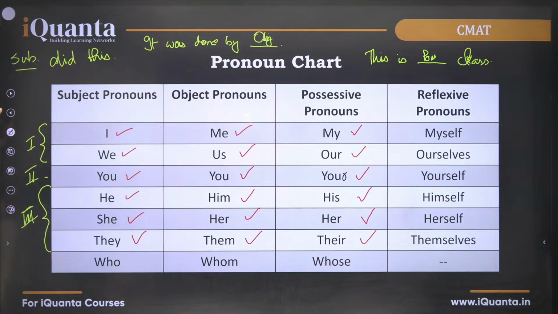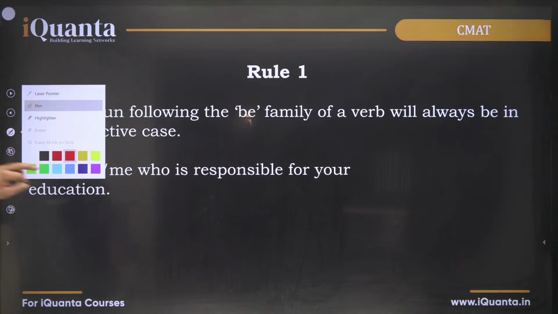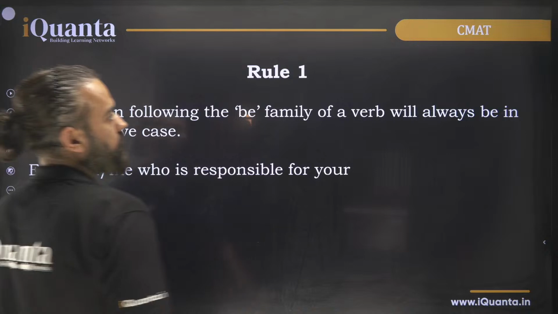Now I'll take you through a few rules of pronouns. I want you to pay good attention to them because these are things we generally get wrong. We don't realize them, but we go wrong with them. First rule: a pronoun following the be family of a verb will always be in the subjective case. What is the be family of a verb? Let me just tell you.